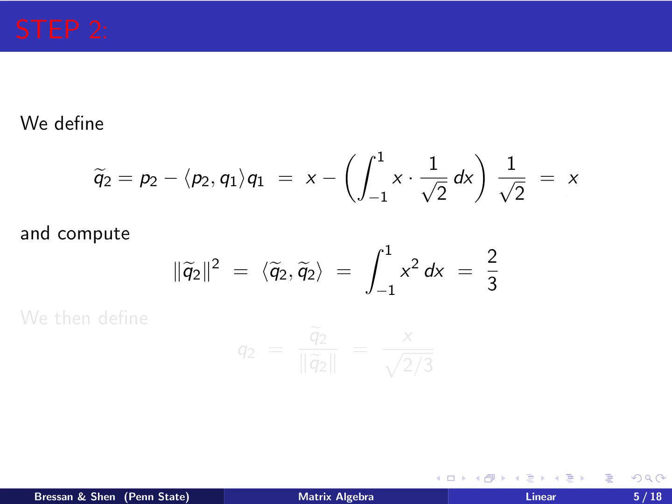And the next step would be to normalize Q2 tilde. So let's compute its norm first. The norm squared is the inner product, so let's do the inner product. Integrate from -1 to 1 of this times itself, so it's x² dx. And that's just the integration of x², which is easy to find. And we get 2 over 3.